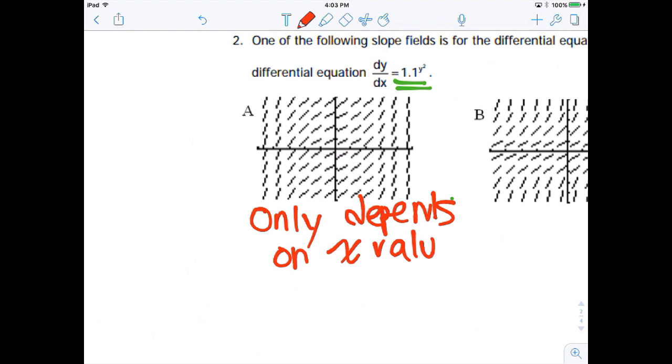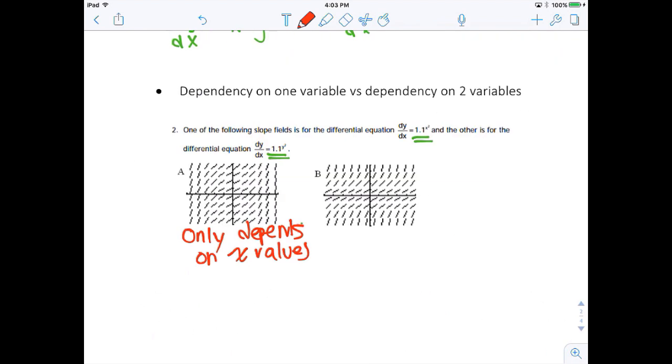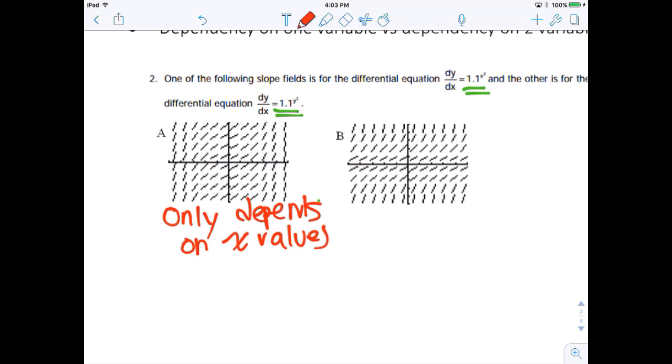And so that is something that can help me match it, because sometimes my answer choices may only have an x value. So in this case, since this only depends on x, I can say, okay, well, this is dy dx equals 1.1 x squared. Now, again, there's more things we can do with that, but in this case, that's where I would start, is that we have this only depending on our x value.